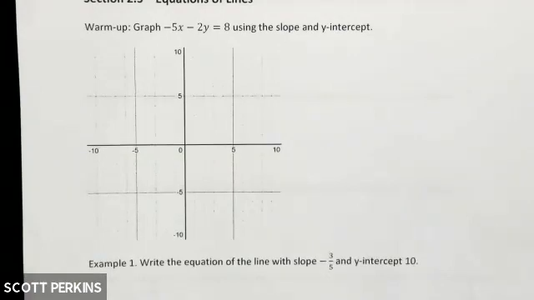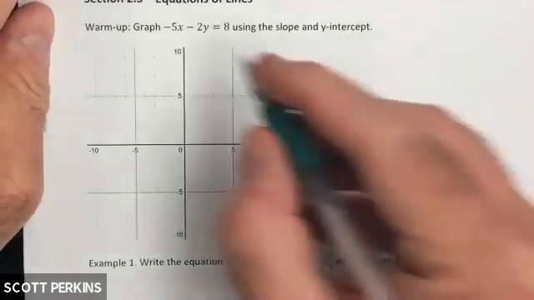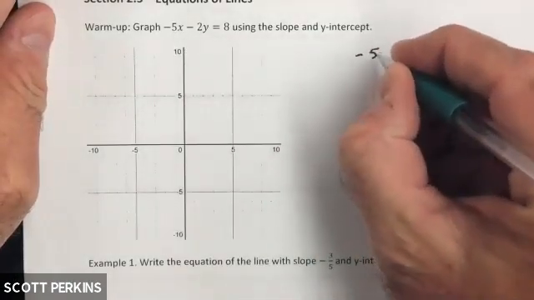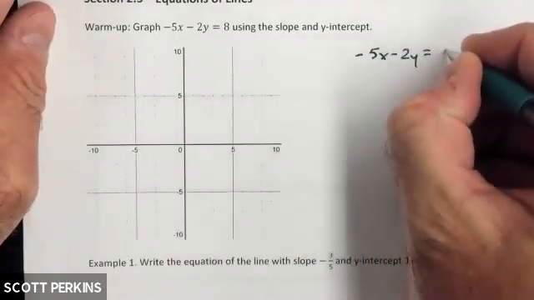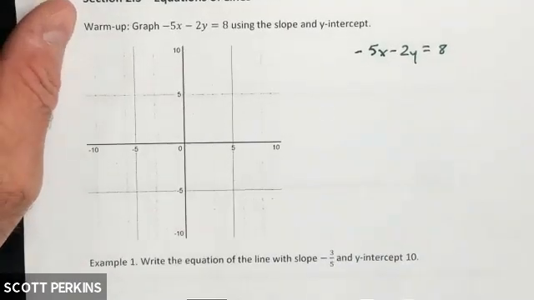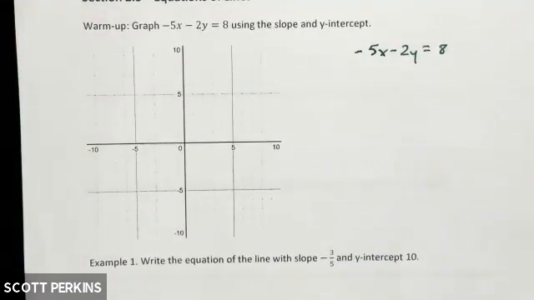All right, I'm going to get started on this problem. This is review. So if you have not got caught up with what we talked about in section 2.2 as far as slope, this is what you'll see when you get to that section. So what we're going to do is take this equation, negative 5x minus 2y is 8. In order to graph it, I would like to have the slope and the y-intercept. So that means I have to solve it for y, to put it in the slope-intercept form of the equation.